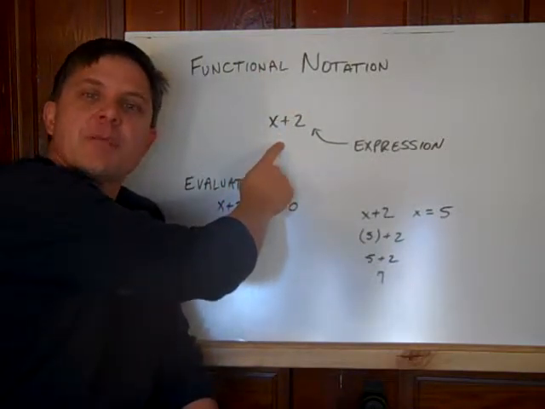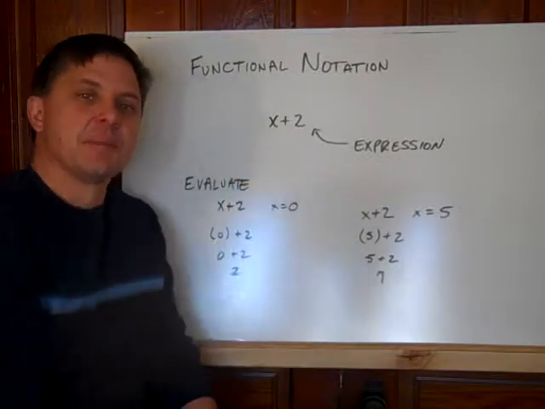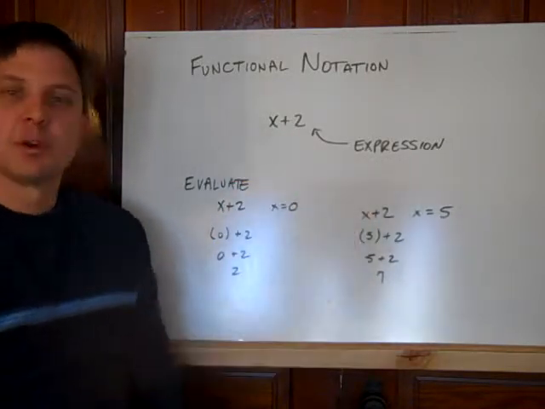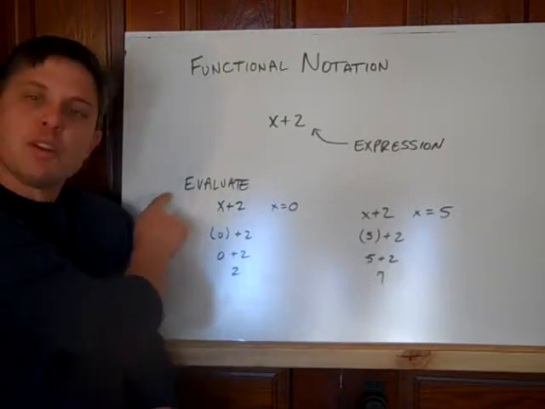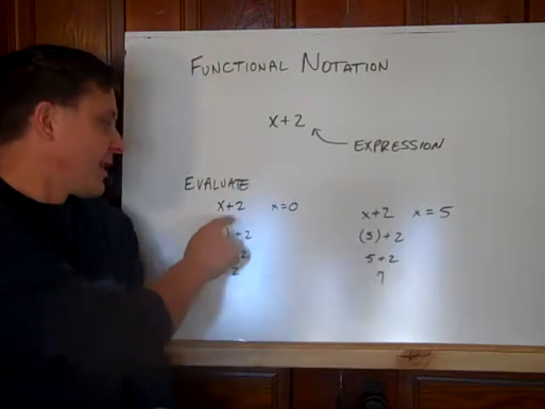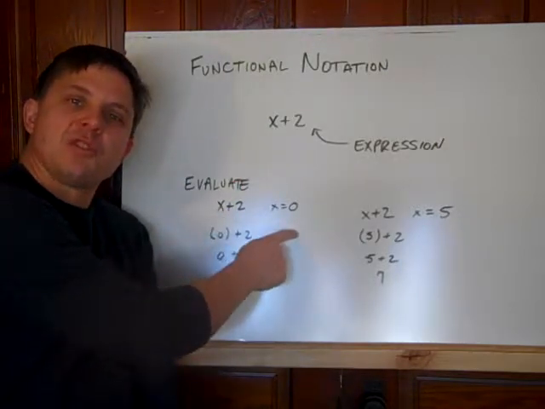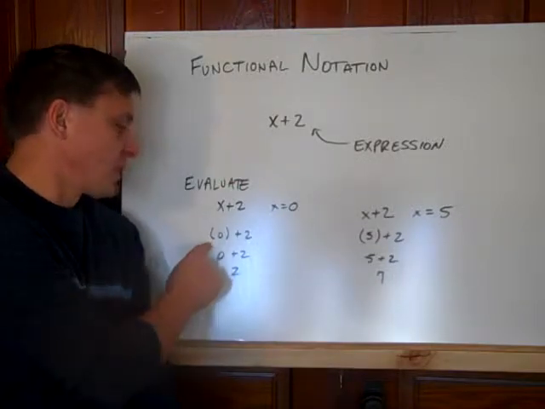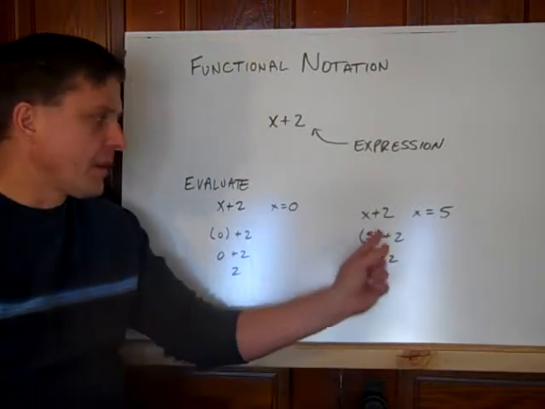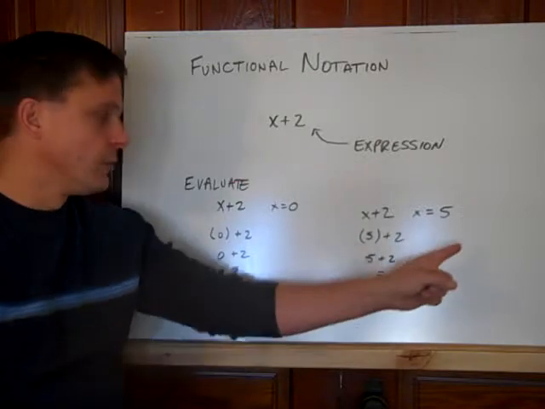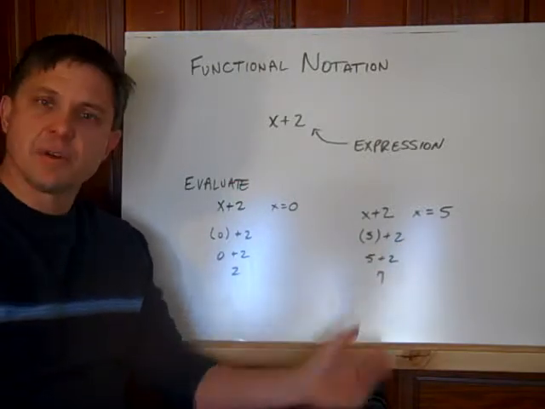Again, it's an algebraic expression because it has a variable x in it. Two terms, this is a two-term expression. And we've been evaluating expressions. We've been saying things like, if I have the expression x plus 2 and x is 0, what's the value? Well, we put in 0 and we get 2. Or we could say we have the same expression, x plus 2, x is 5, and we get 7.